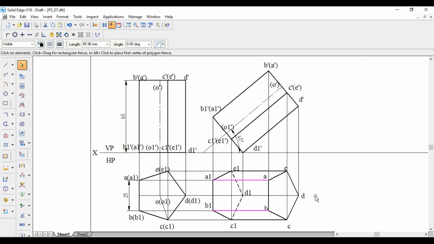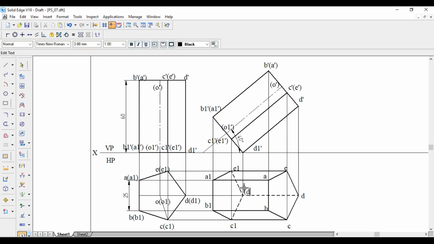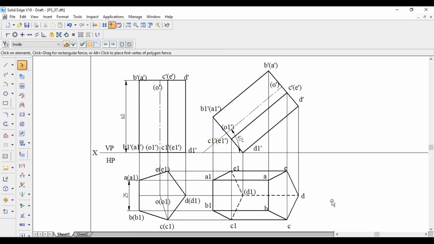Moving to the DD1, that is D dash D1 dash. If you see from the top, it is away from the observer. So this is a dotted line. As D1, it is made up of three dotted lines. It is invisible. So write that one in the bracket. So in the bracket D1, invisible.